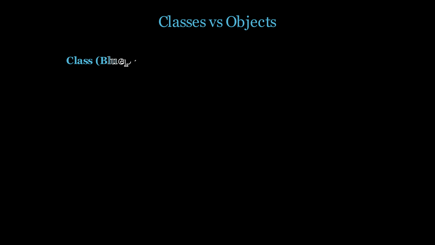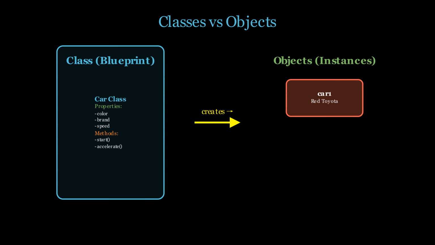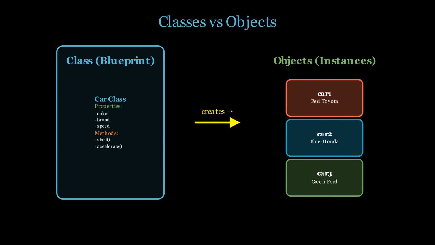On the left is the class, our blueprint. It defines what properties and methods cars have. On the right are objects, actual car instances created from the blueprint. Each object has the same structure but can have different values. Car 1 is a red Toyota. Car 2 is a blue Honda. Car 3 is a green Ford. One class, many objects. This is the power of OOP.